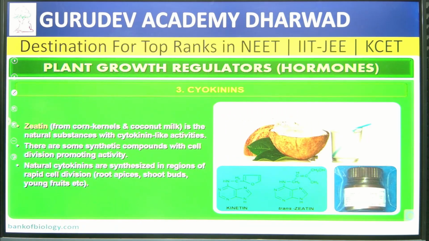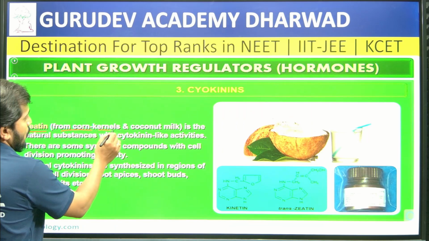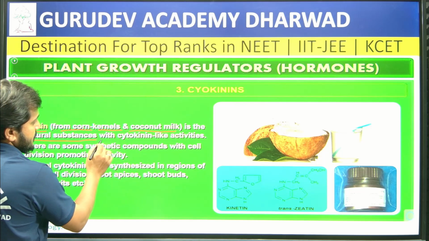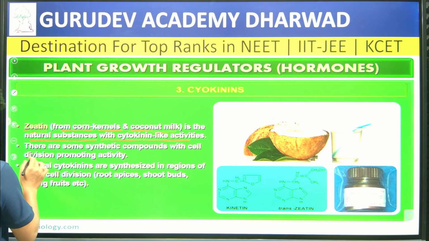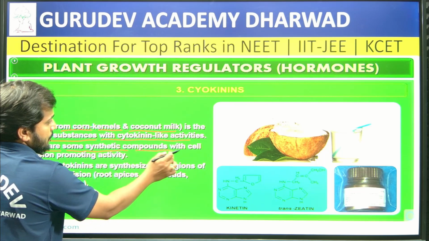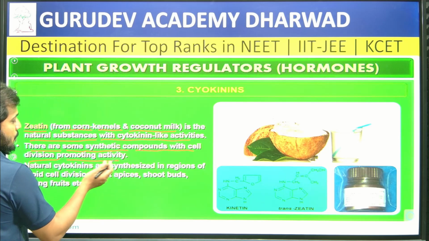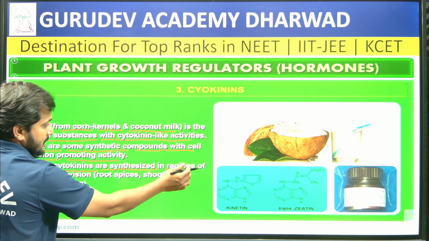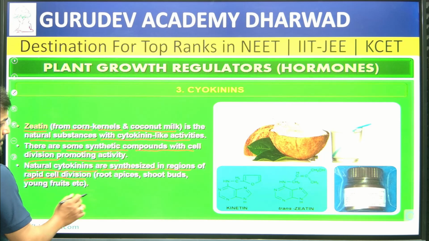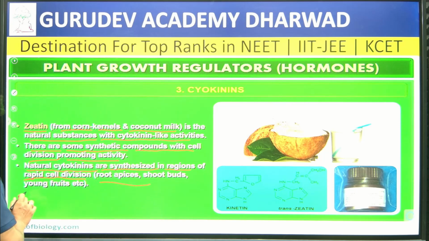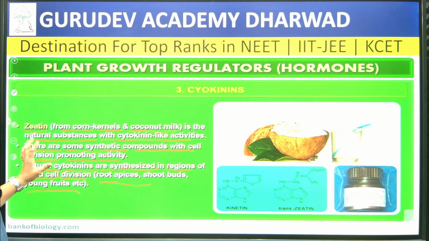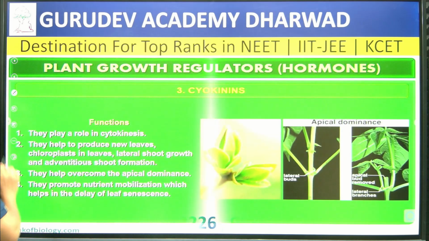Then cytokinin, mainly zeatin from corn kernels or coconut milk, is a natural substance with cytokinin-like activities. Then there are some synthetic compounds with cell division promoting activity. The natural cytokinins are synthesized in regions of rapid cell division, like the root apex, shoot bud apex, or young fruits. So kinetin and even zeatin can be used for the development of the plant.